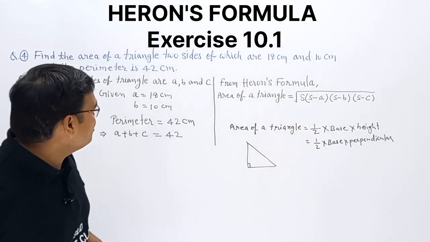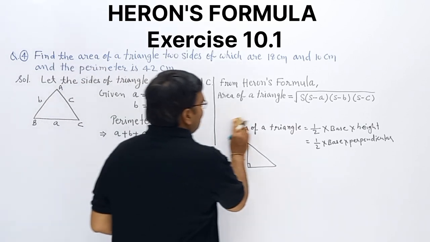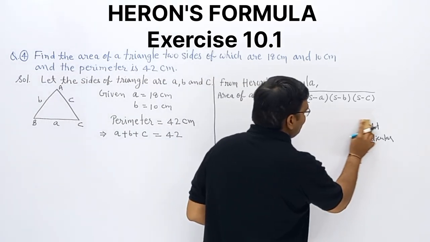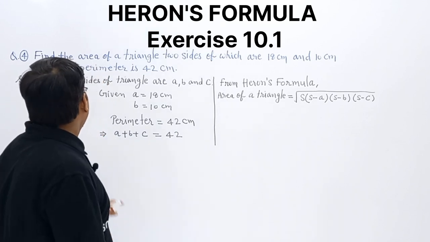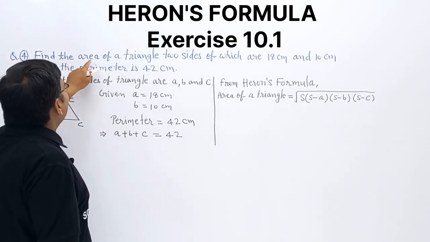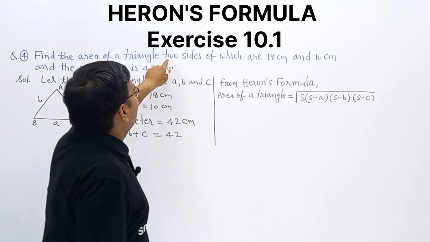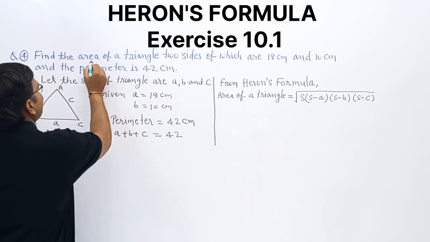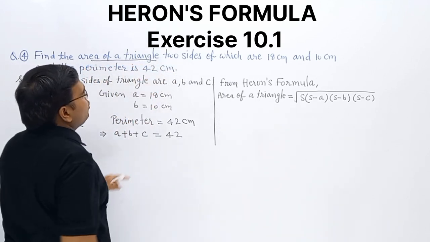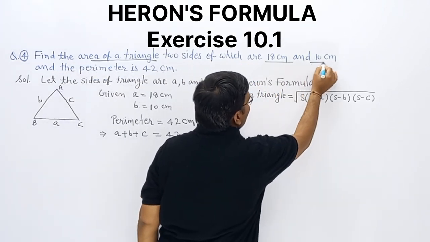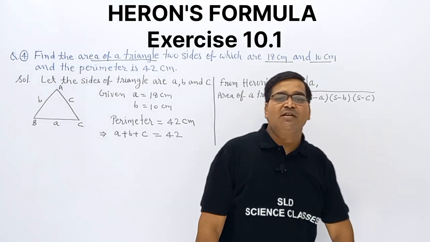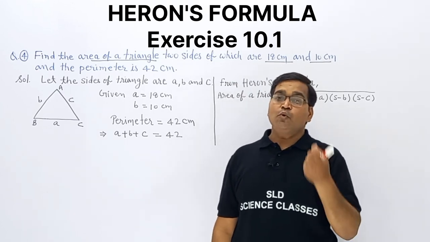Clear? Observe this question. Question number 4 of exercise 10.1, Heron's formula. This is your chapter. So what is the question? Find the area of a triangle. We want the area of a triangle, two sides of which are 18 centimeters and 10 centimeters.